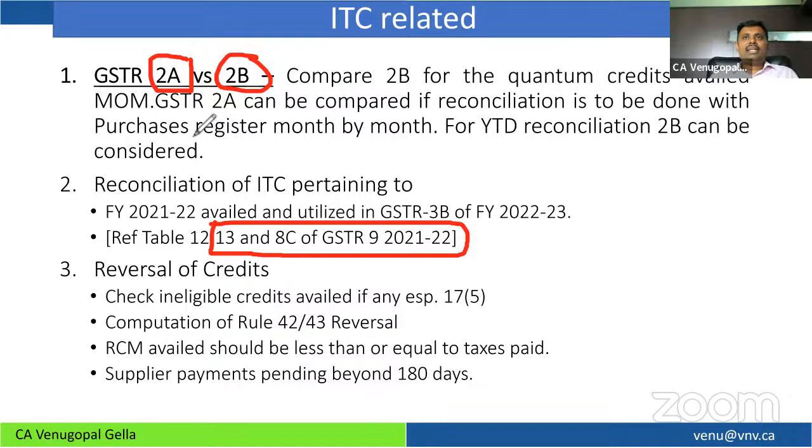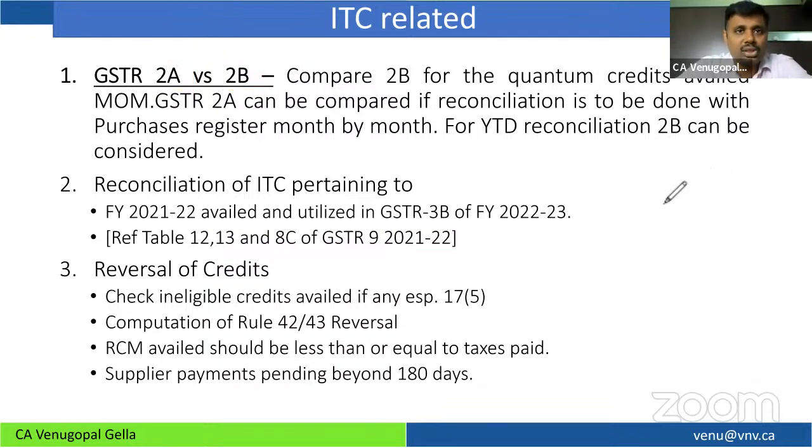And in case you have availed something, you also have to check, like how we were doing a reconciliation for the credits. You should see whether the credits that you have taken are genuine. When I say genuine, are you legally entitled to take those credits?